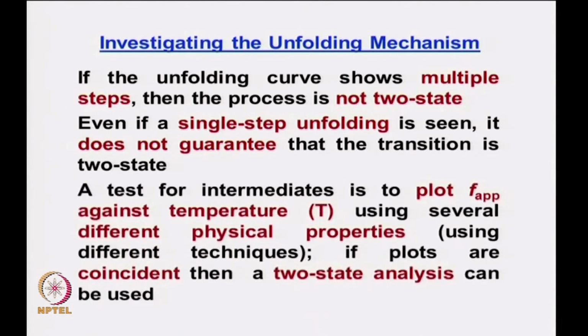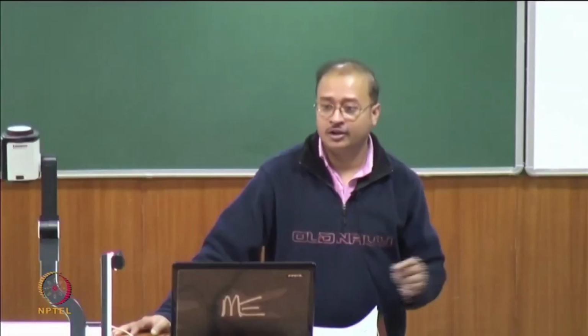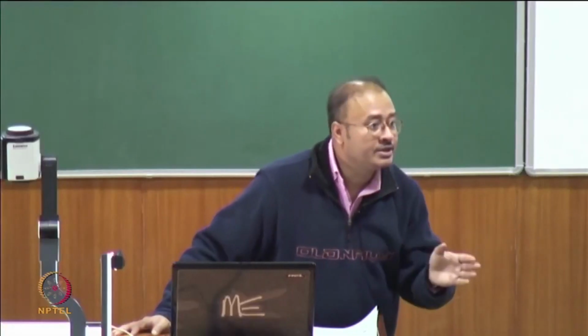Okay. What is the test for the intermediates? A test for the intermediates is to plot F apparent against temperature T using several different physical properties, that means using different techniques. What does it mean? Remember the d_i was the physical property of every intermediate. So, think about this. Suppose you are doing a CD, suppose you are doing a fluorescence, and suppose you are doing some other technique. That physical property d_i would under all circumstances not be the same for these different techniques.